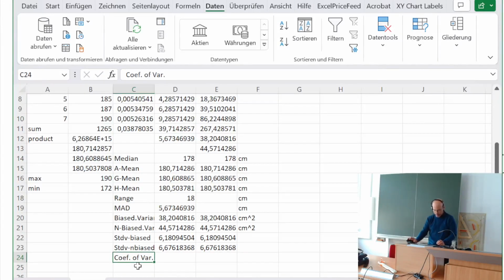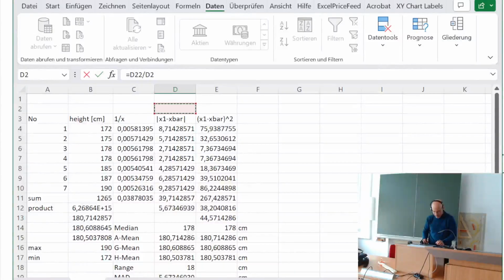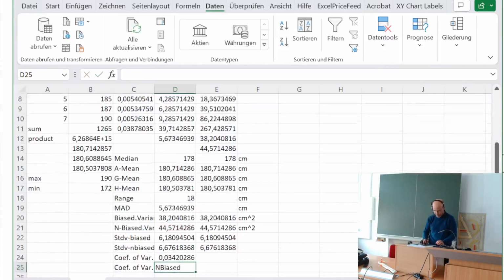And here we also have to take biased and non-biased. So this would be 6.1 divided by our arithmetic mean, and this 6.7 divided by our arithmetic mean.